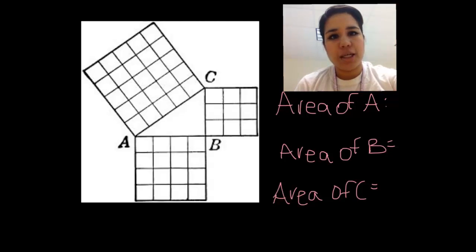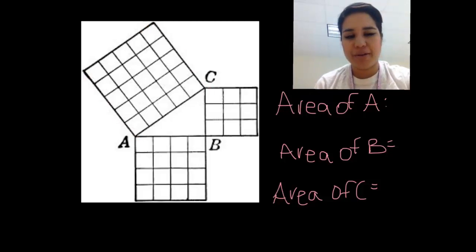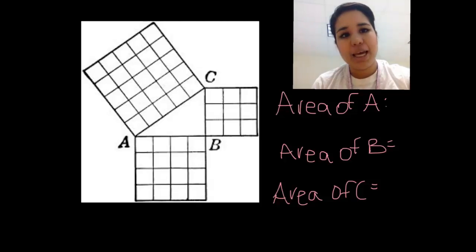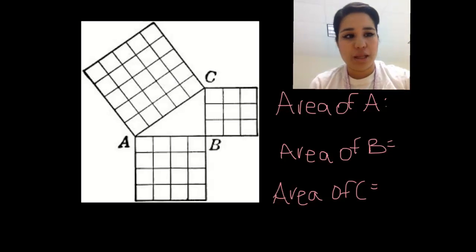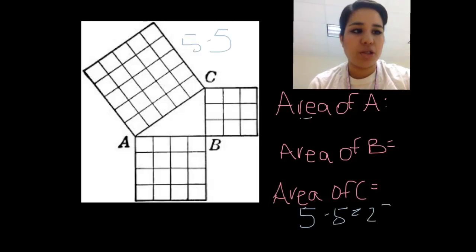First, let's take a look at this first square. We're going to find the area of C. It's a 5 by 5. If you count 5 this way and 5 this way. We know that the formula we use to find the area of a square is base times height. So let's do that. This is a 5 by 5, so 5 times 5 is 25.